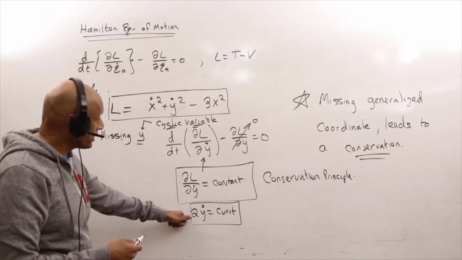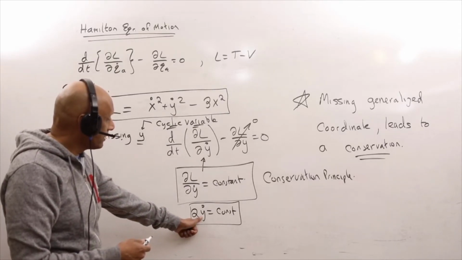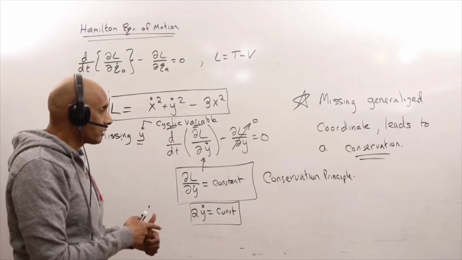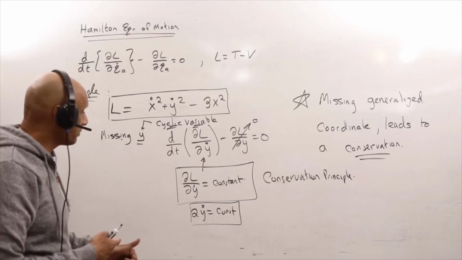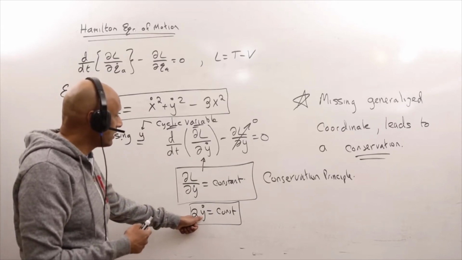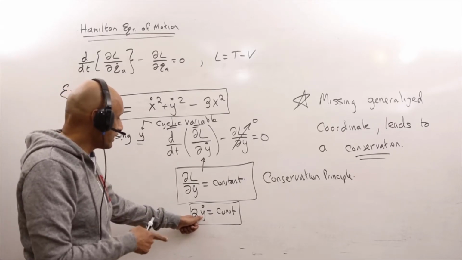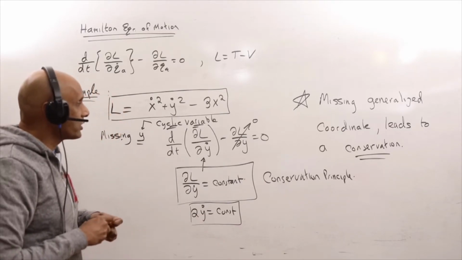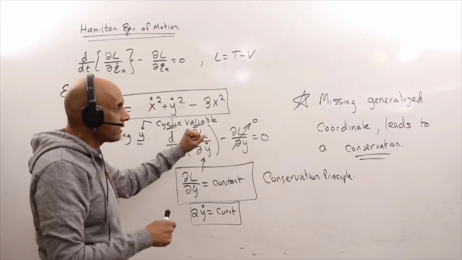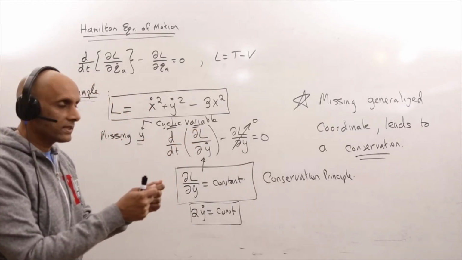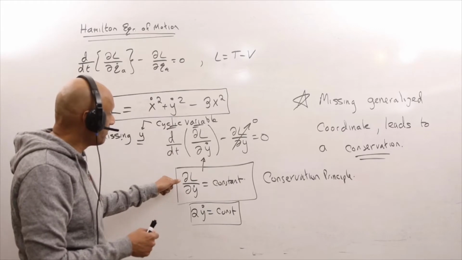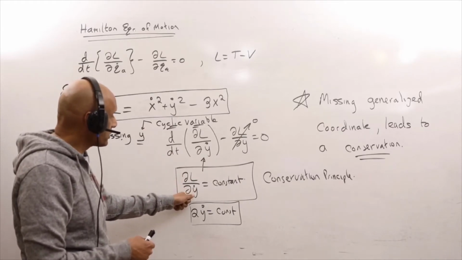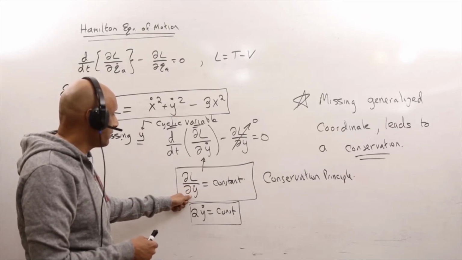So whatever this expression is, the derivative of y, if x and y were actually just orthogonal coordinates in a Cartesian plane, you're saying y dot, the vertical velocity, is actually a constant. So we get a conservation. A missing generalized coordinate, the existence of a cyclic variable, means that there is a conservation principle, namely that the partial of L with respect to y dot, or the generalized coordinate dot, the derivative in time, is a constant.